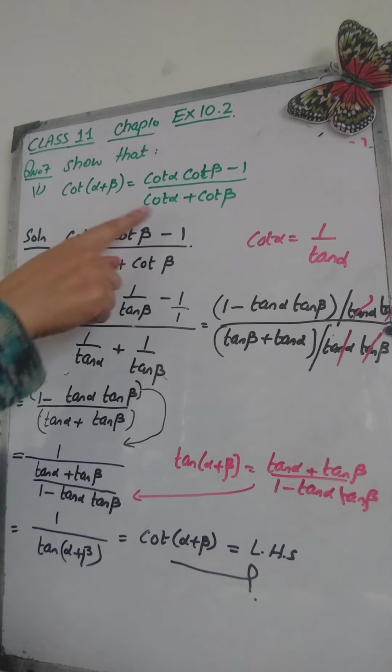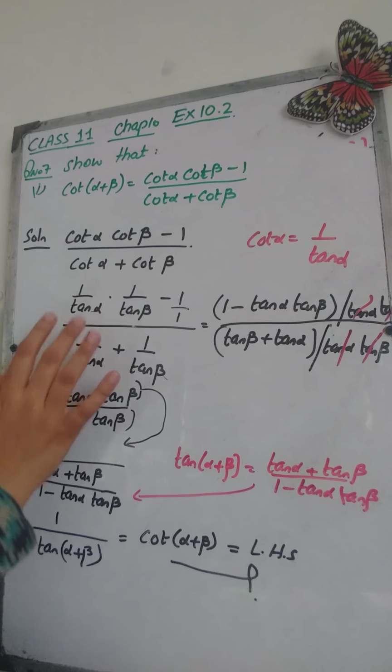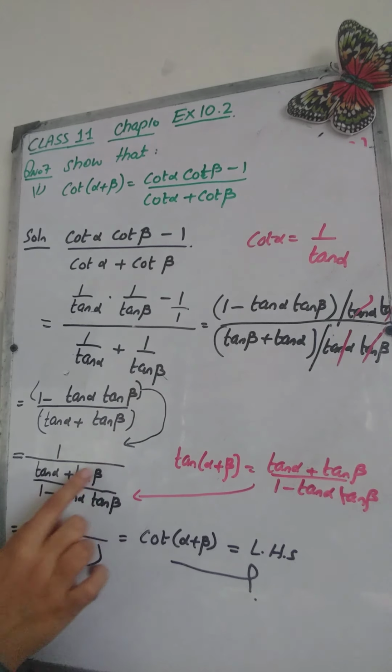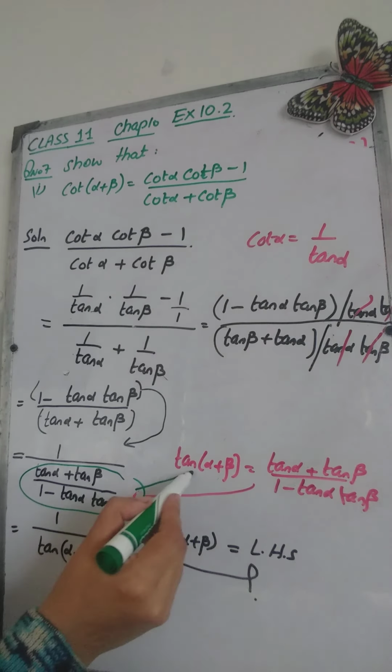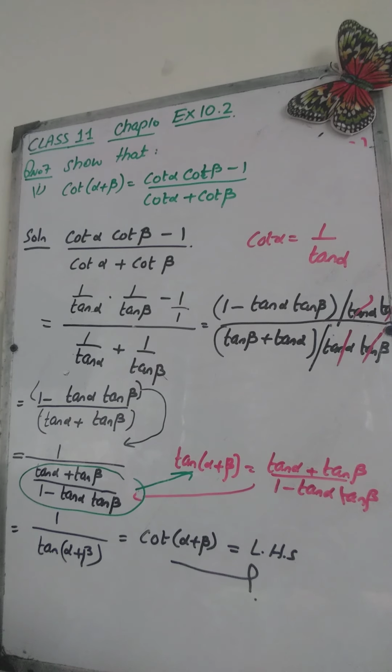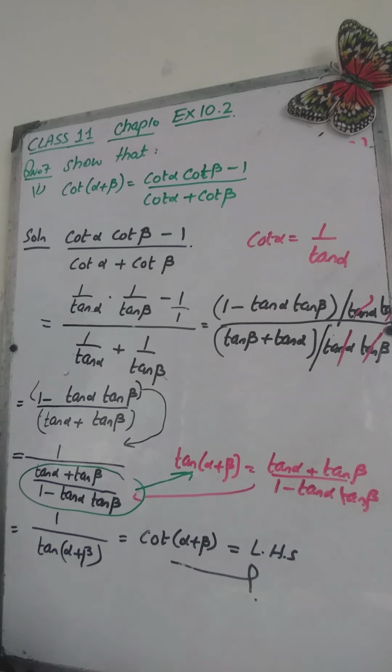We had to prove that we took this expression. And first we wrote cot alpha in the form of tangent alpha. After taking LCM and shifting this expression to the denominator, we got this expression, and this expression was equal to tangent alpha plus beta. So I have replaced this by tangent alpha plus beta, and what we got is 1 over tan alpha plus beta, which is equal to cotangent alpha plus beta, and this is what we needed to prove. So this completes the proof of this part. Let's move to the next.